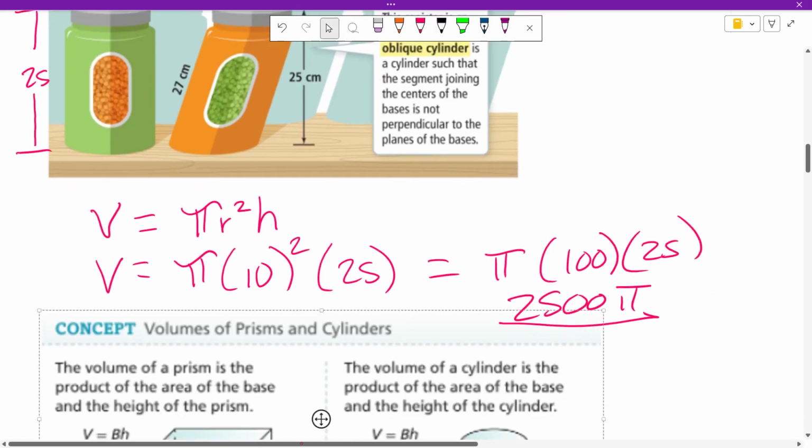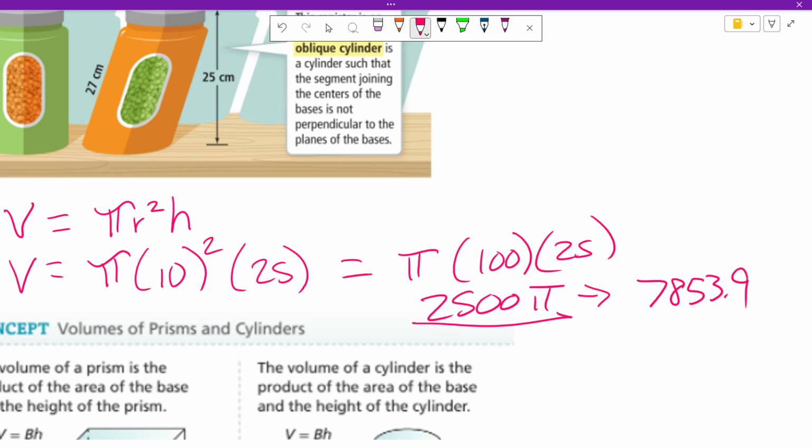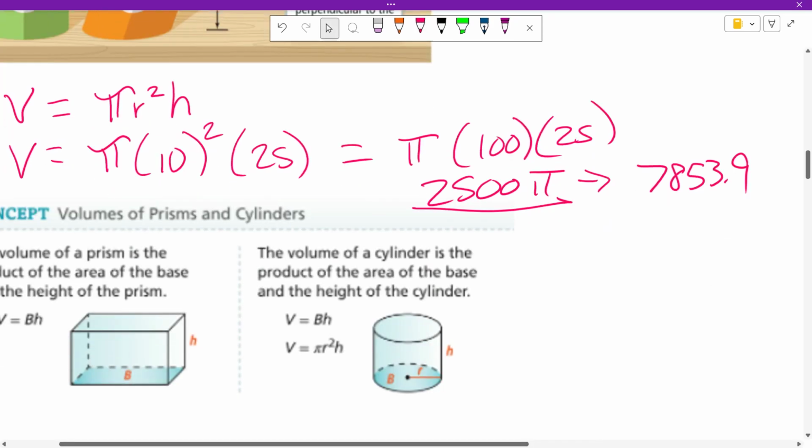Now, if they want the answer to the nearest tenth, then what's 2,500 pi, or 2,500 times pi? To the nearest tenth. That means how many decimal places? 1. Nearest tenth is 1. 7,800 and something? 7853.9. Okay, we good? Okay.